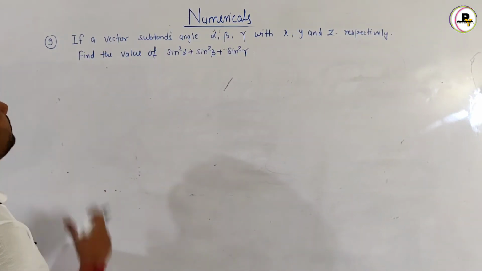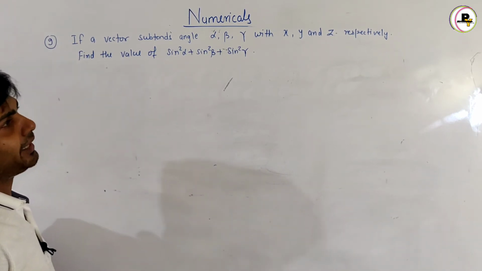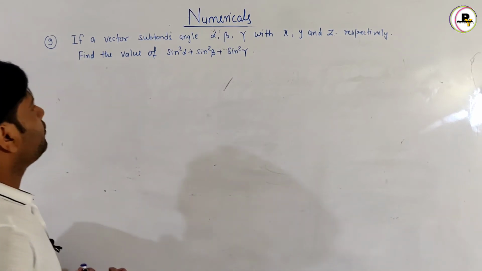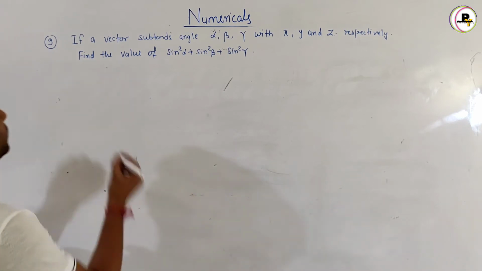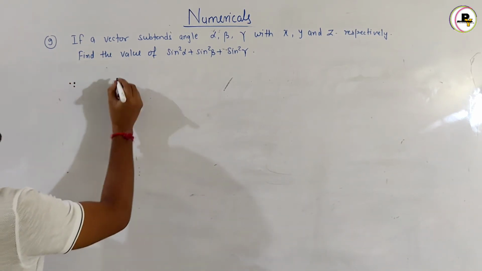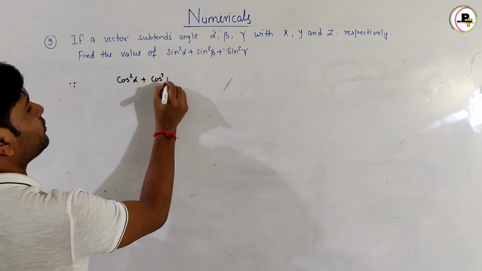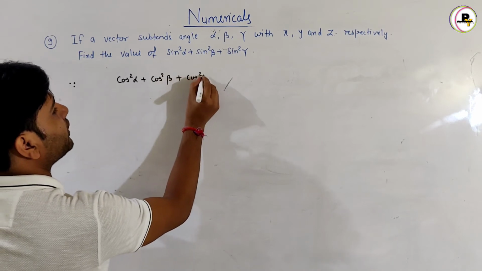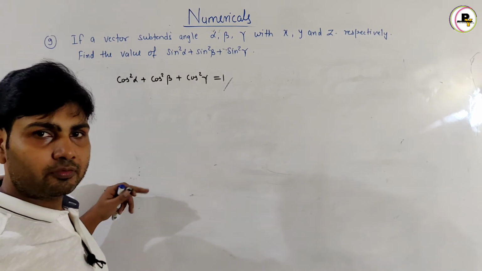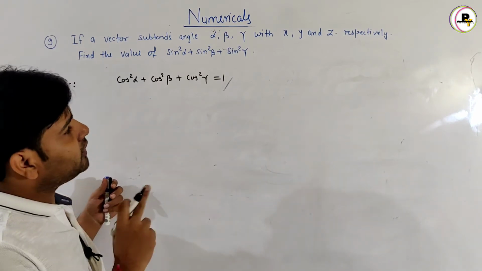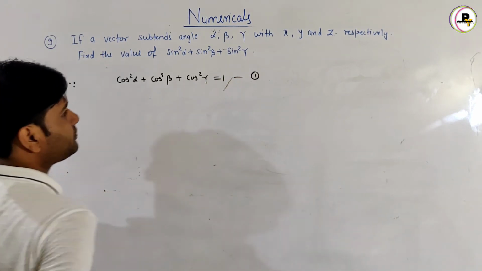Okay, so what is question number 9? If a vector subtends angles alpha, beta, gamma with the x-axis, y-axis and z-axis respectively, find the value of sine square alpha plus sine square beta plus sine square gamma. Since we know that cos square alpha plus cos square beta plus cos square gamma equals 1, the sum of the squares of the direction cosines is always equal to 1. We know that. Let this be equation number 1.